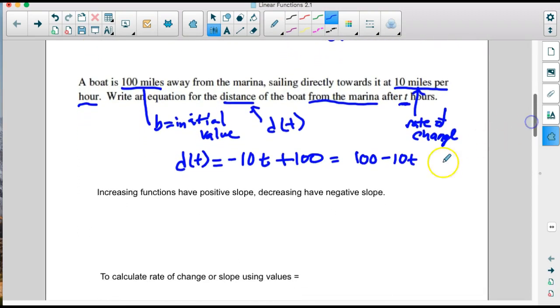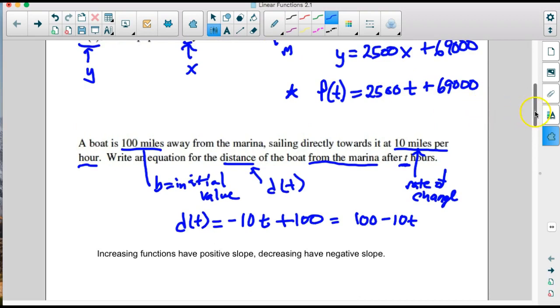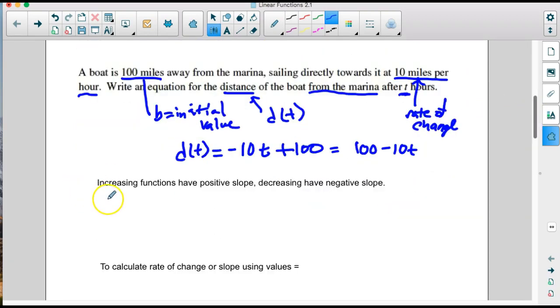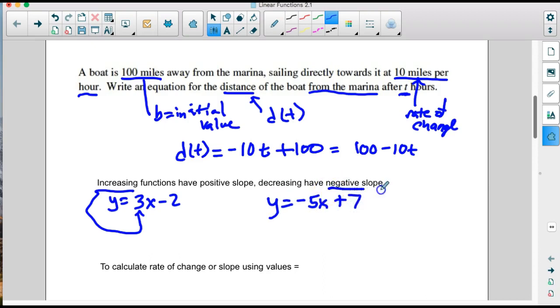Alright, so in the next part you need to know that increasing functions have positive slope and decreasing functions have negative slope. So this one decreases, so the slope was negative, whereas this one up here increases, so the slope is positive. So if you see an equation written either in function notation or y notation, y equals 3x minus 2, that's going to be increasing because of the 3. It's positive. But if you see y equals negative 5x plus 7, we're going to have a negative slope here, so that's going to be decreasing.